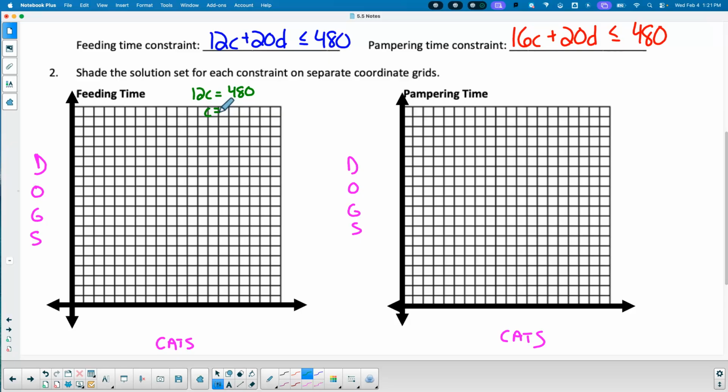4D, right? Because 12 goes into 48 4 times. Add the 0, it's 4D. So we have an intercept there of 40 cats. Which I think this is a 20. 2, 3, 4, 5, 6, 7, 8, 9, 10, 11, 12, 13, 14, 15, 16, 17, 18, 19, 20. Yep, so that would be way down there. So we're going to go by twos. 4, 8, 12, 16.